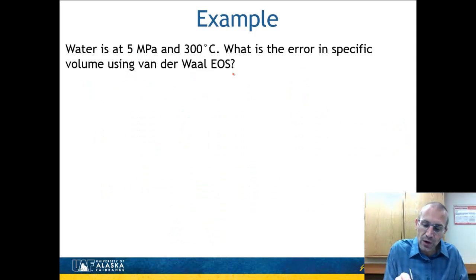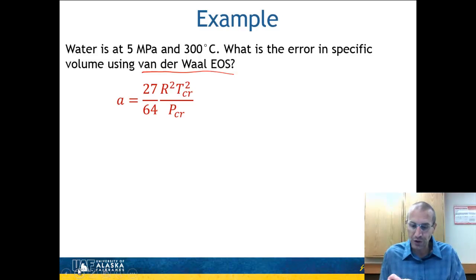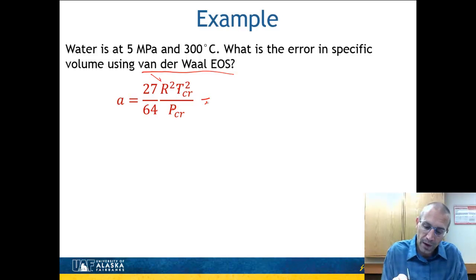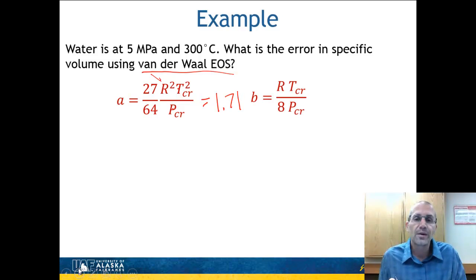Alright, now let's use the van der Waals equation of state, a two-parameter equation of state, calculate the error and find out if we can do any better. When using the van der Waals equation of state, the first thing we need to do is determine those parameters A and B. So here I'll get A, I'll look at my value of R, T critical and P critical for water, and find out that numeric value. It's 1.71.